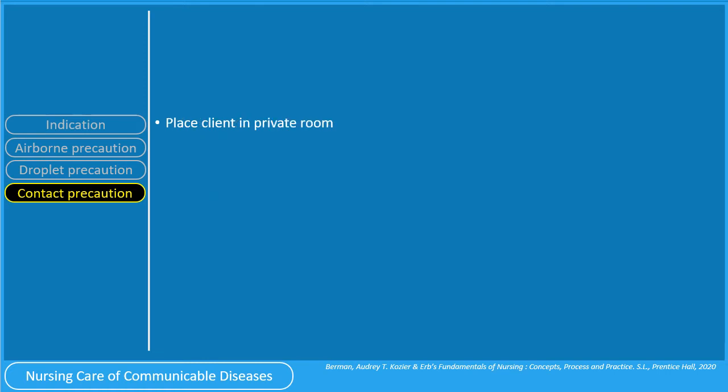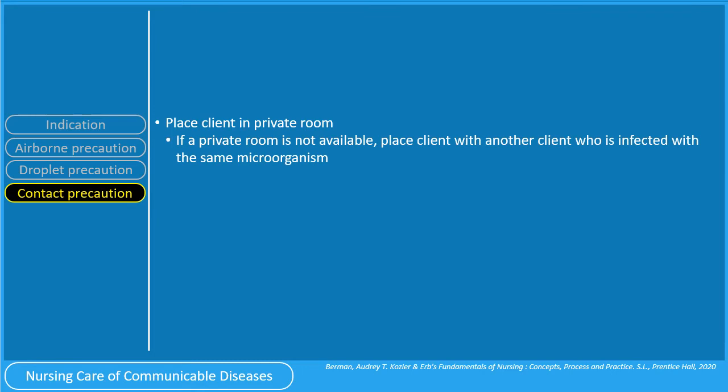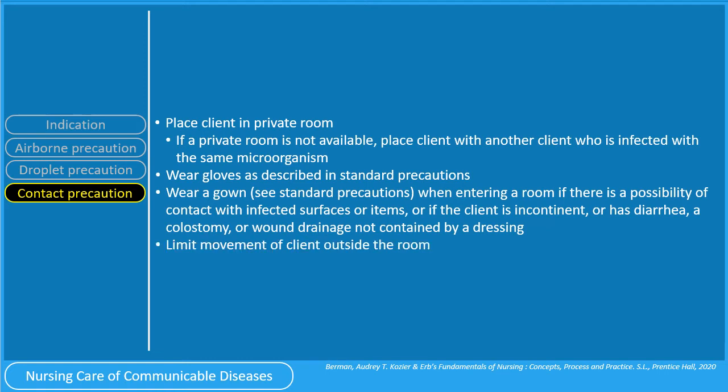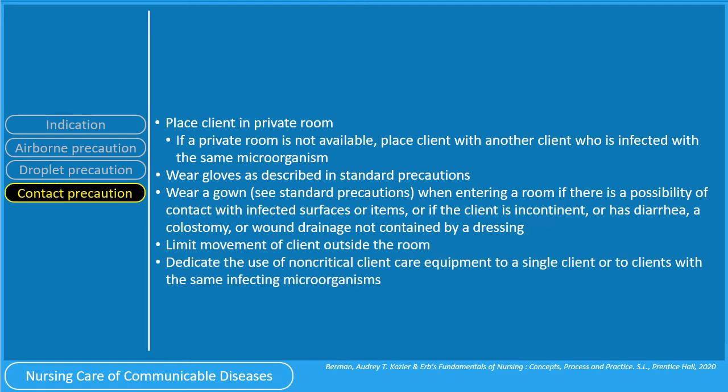Place a client in a private room. If a private room is not available, place client with another client who is infected with the same organism. Wear gloves as described in standard precaution, and wear a gown when entering a room if there is a possibility of contact with infected surfaces or items, or if the client is incontinent or has diarrhea, a colostomy, or wound drainage not contained by a dressing. Limit movement of client outside the room, and dedicate the use of non-critical client care equipment to a single client or to clients with the same infecting microorganisms.